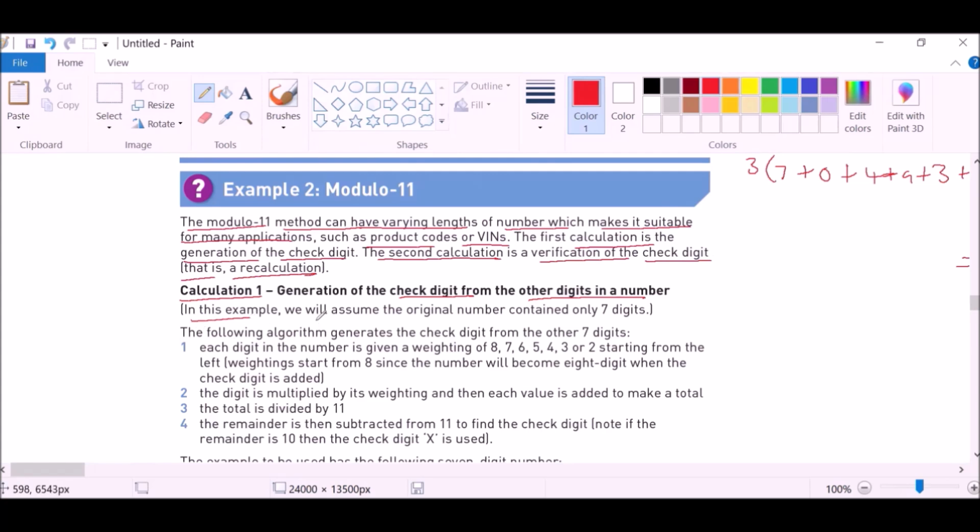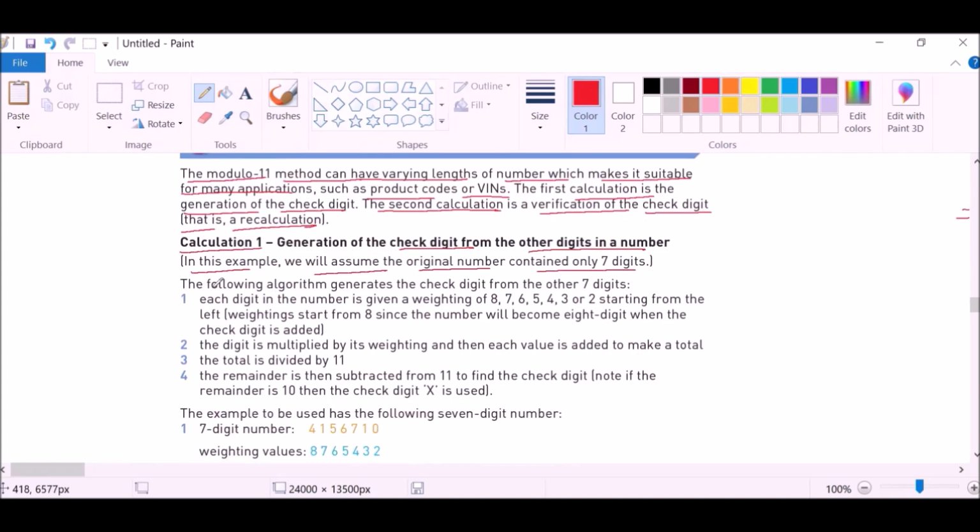In this example, we will assume the original number contains only 7 digits. The following algorithm generates the check digit from the other 7 digits. Each digit in the number is given a weight of 8765432, starting from the left. Weightings start from 8, since the number will become 8 digits when the check digit is added. The digit is multiplied by its weight, and then each value is added to make a total.